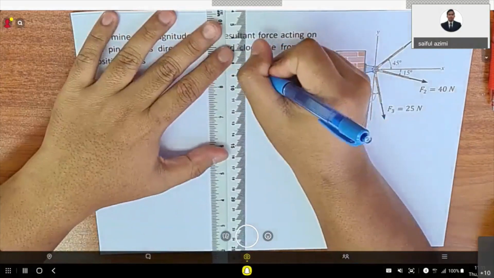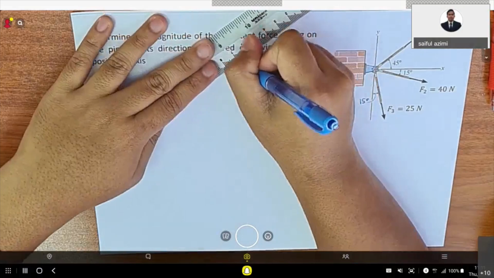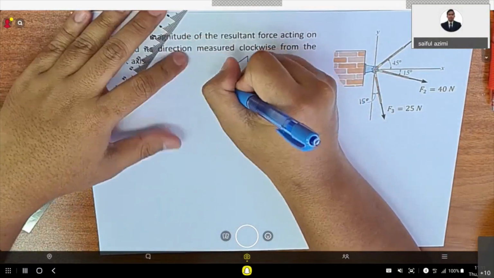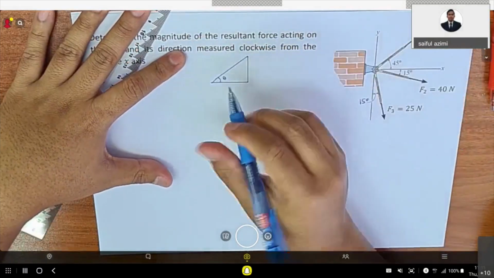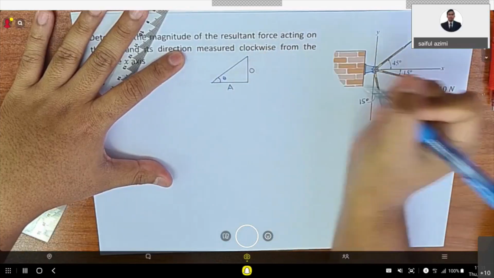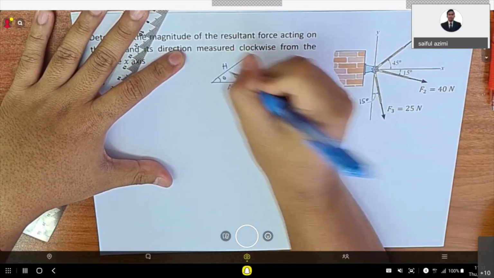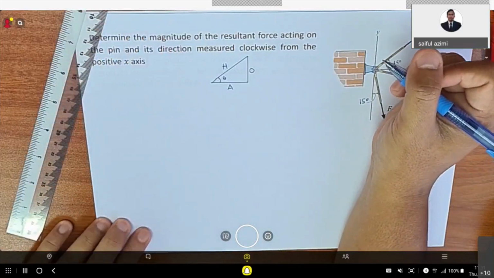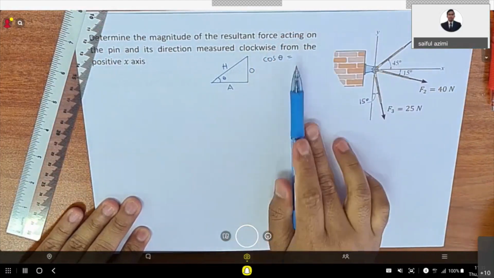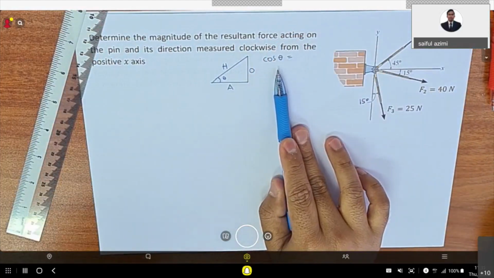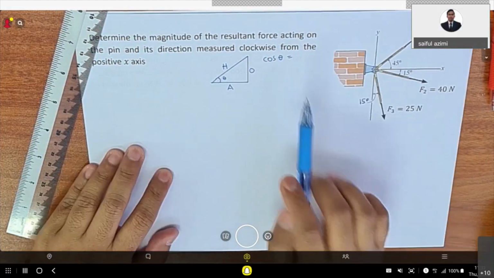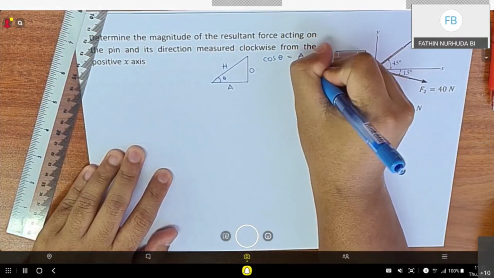Okay, so if we have a triangle here, we have a theta here. This is the adjacent, we call it A. This is the opposite, we call it O. And this is the hypotenuse, we call it H. All right. Can you remember what cos theta equals? Adjacent over hypotenuse. Yes, A over H.